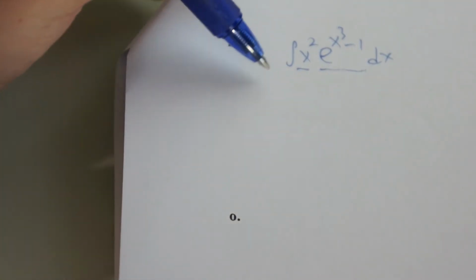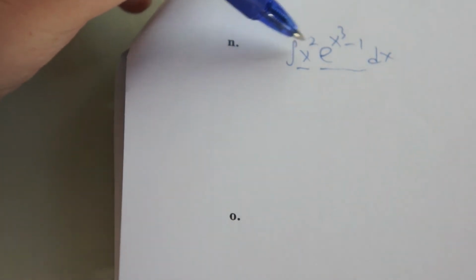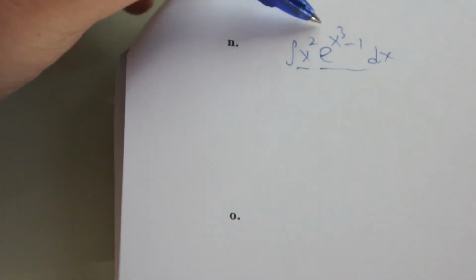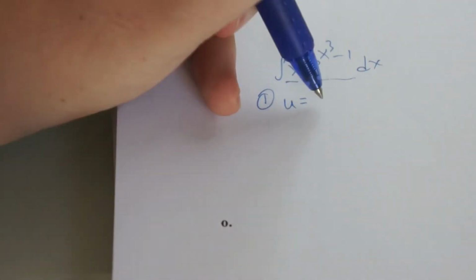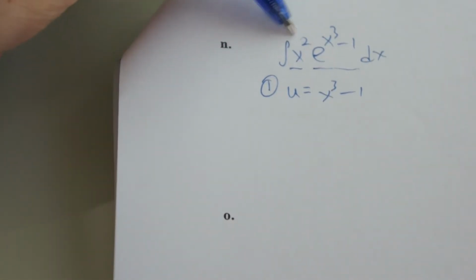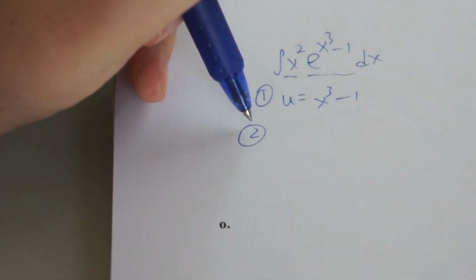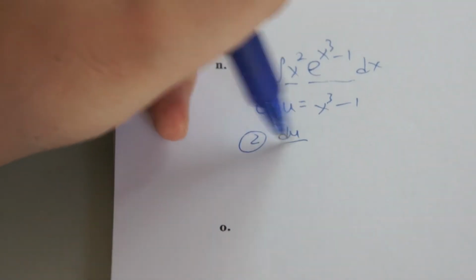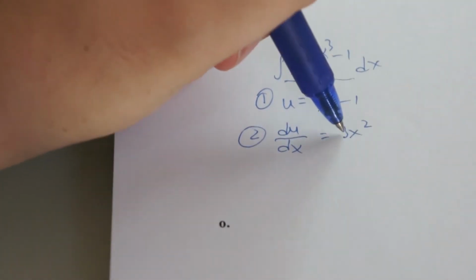And then what you need to do, as I said, just like the previous one, is choose u to be the highest power. So step number 1 is to let u be x cubed minus 1. Then step number 2 is that we have to differentiate the function one time. So that means we get 3x squared.